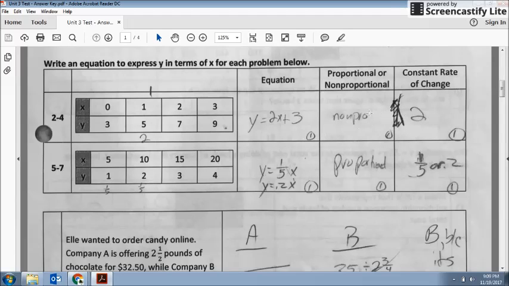Each one of these is worth 2 points apiece. And just to test it out, we could take the 2 for x, plug it in here, and you get 2 times 2, which is 4, and 4 plus 3 is 7, and so y is 7.